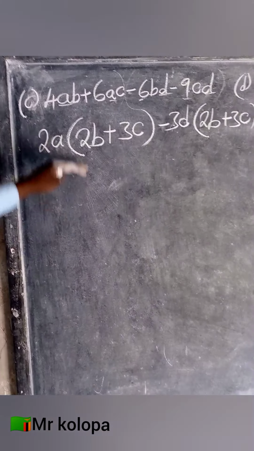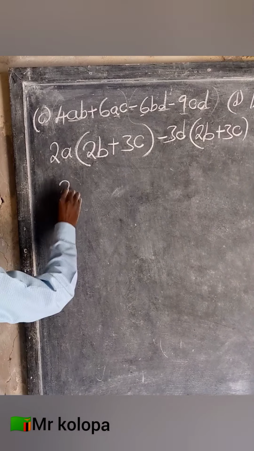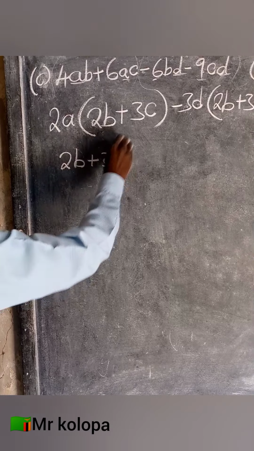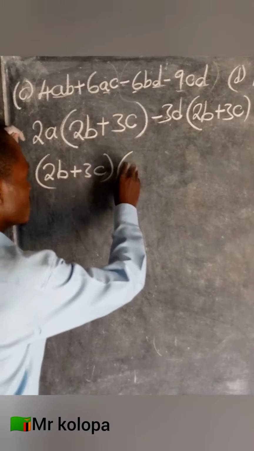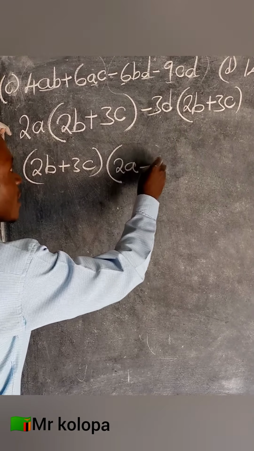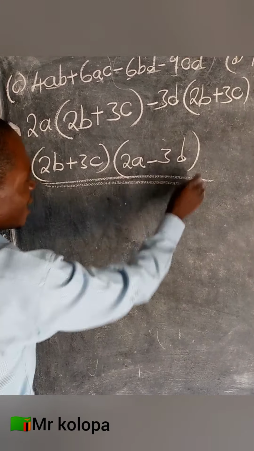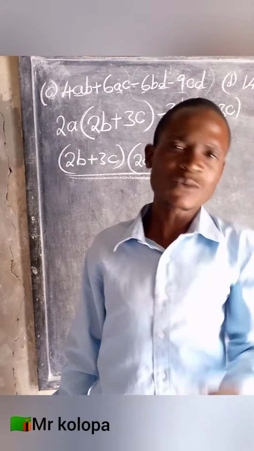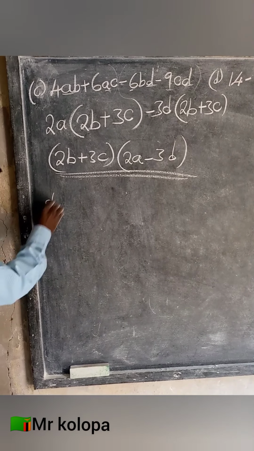So you can see what we have in the brackets, you have the same things. So there you write one thing, which is 2B plus 3C. Another bracket, you write what you have outside: 2A negative 3D. So that is our answer. Let's hope you answered it correctly. Yeah, so let's quickly look at question D so that we can conclude our lesson for today.